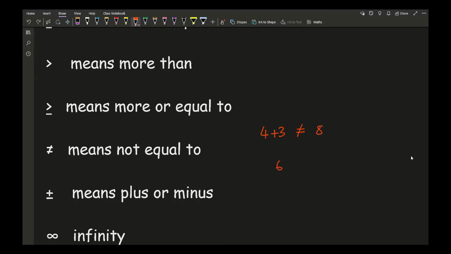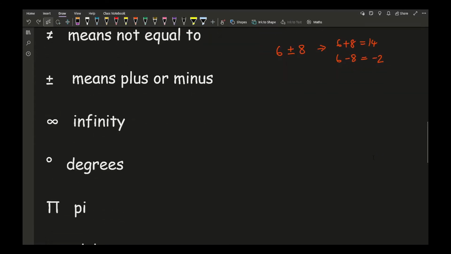So if you had 6 plus minus 8, then that could either mean 6 plus 8, which would give you 14, or it could mean 6 minus 8, which gives you an answer of minus 2. So this plus minus symbol basically means just that. Now the symbol of infinity is like a horizontal 8, and that just represents infinity.